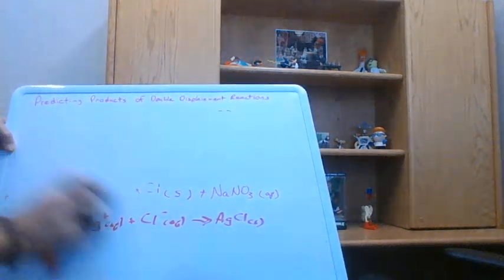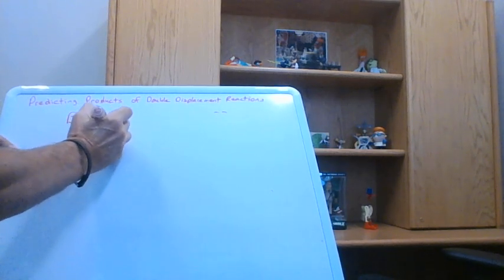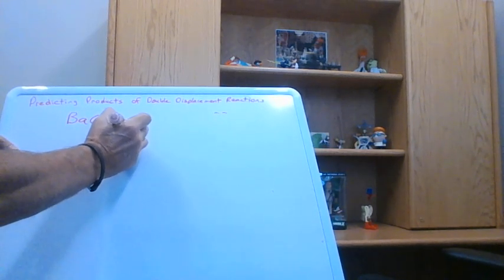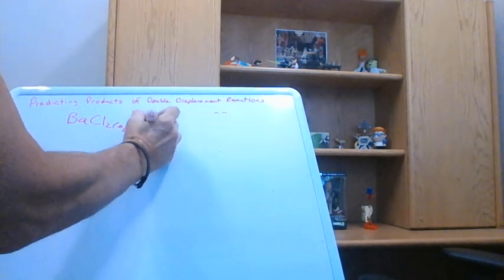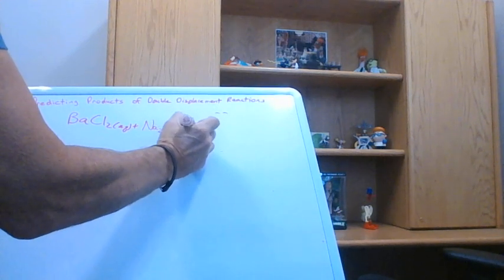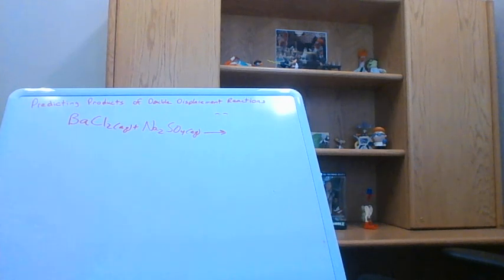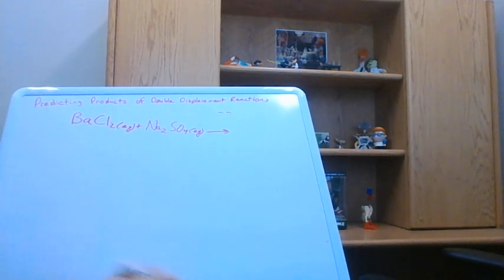So let's try another one, because you'll need to be able to predict the products of a double displacement reaction. What would happen, for example, if we took barium chloride aqueous and we added it to sodium sulfate aqueous? What would be our potential products of a double displacement reaction here?